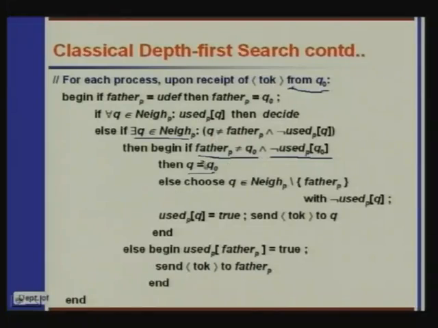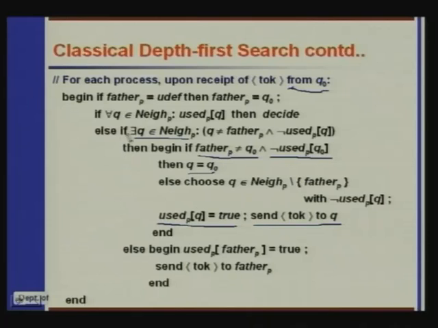Otherwise, if Q0 is used already, then we choose some Q belonging to the set of neighbors except the father with not used PQ. Some other unvisited neighbor I will select except the father, right, and then I will set used PQ equal to true and send token to Q, right.